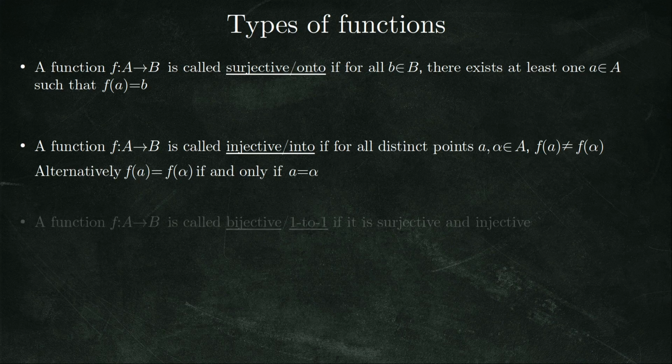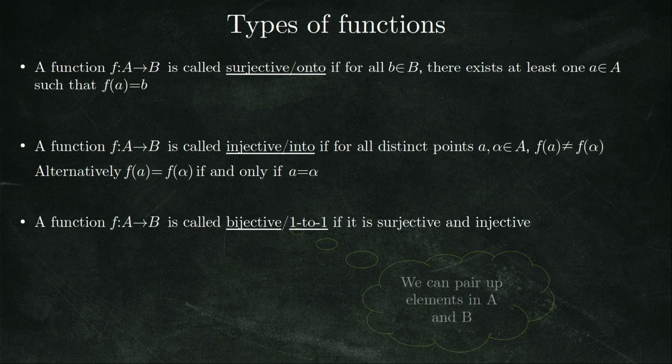And then the last type is bijective or one-to-one if it is both surjective and injective. So every point gets mapped to a unique point in the codomain and the entirety of the codomain gets mapped to. And in this case, we can pair up elements in the sets A and B. And if we can match them up, then the two sets must have the same number, and if all we're talking about is number of elements, the two sets are equivalent.